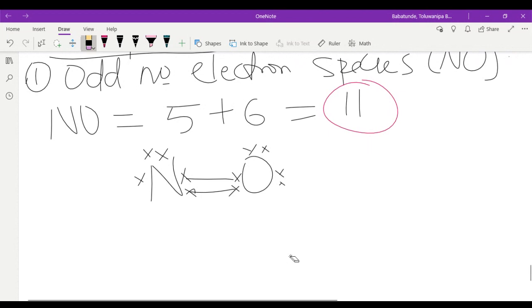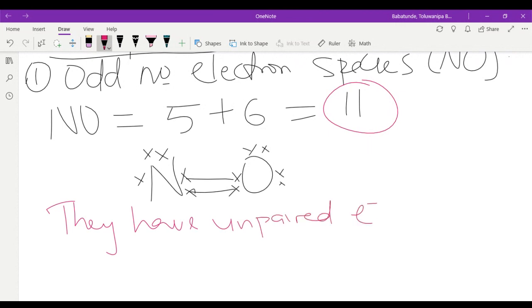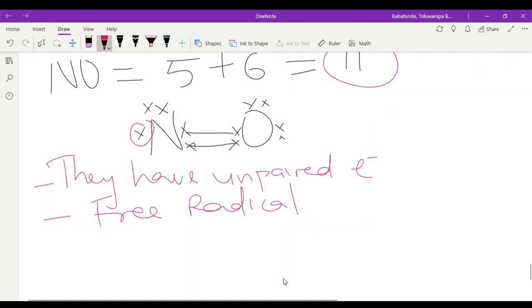So these are odd number electron species. We say they have unpaired electrons. This is the unpaired electron in nitrogen here, and this forms a free radical, which makes them very reactive. That is one exception, right?